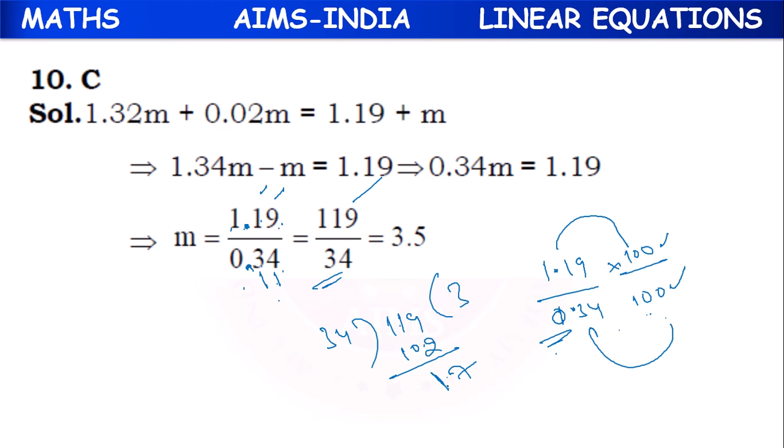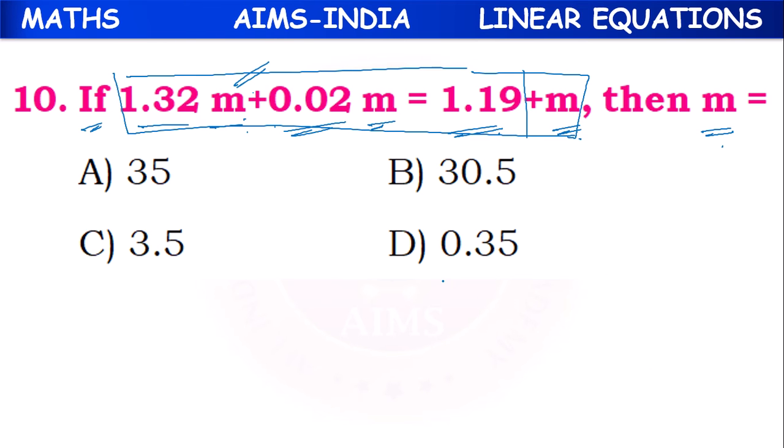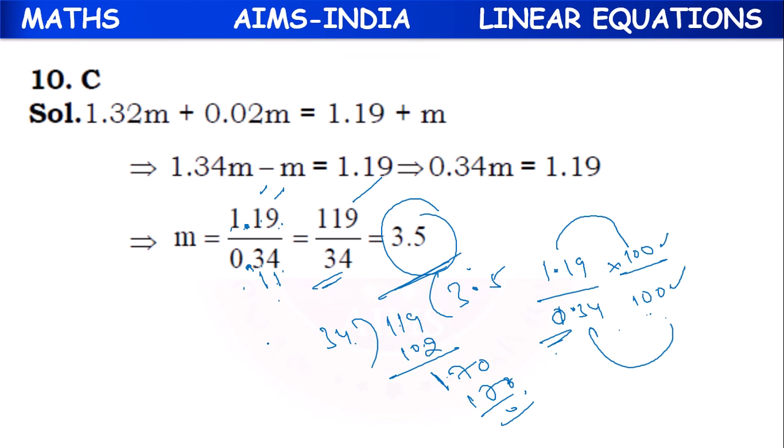So 1 here, there is nothing to take over. We can keep a point here, we can take a 0. 34 5 times, 170. So 3.5. So we have got the answer 3.5. So option C, 3.5 is the correct answer.